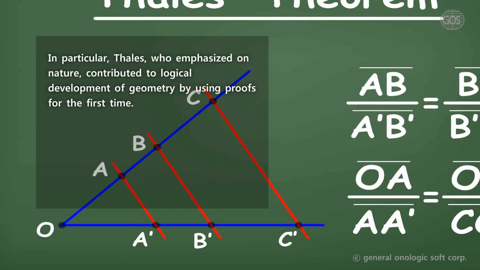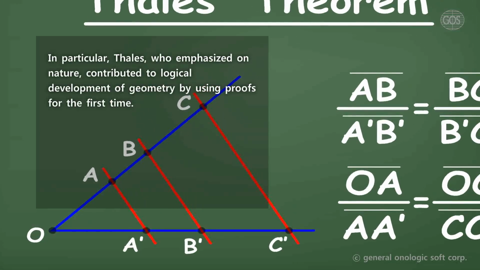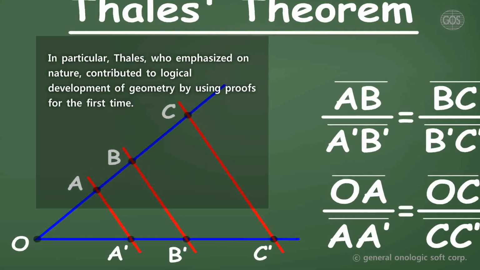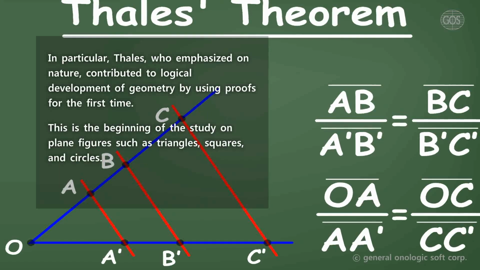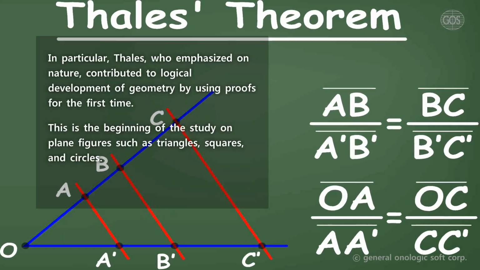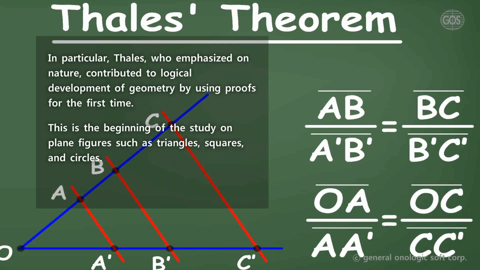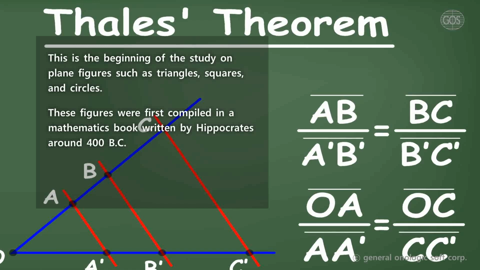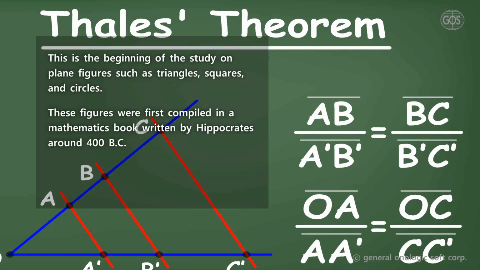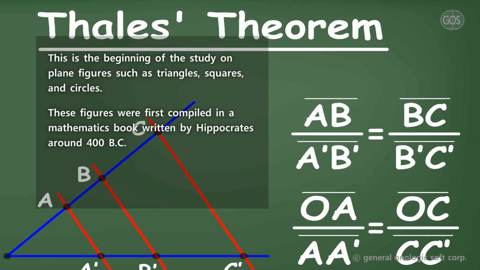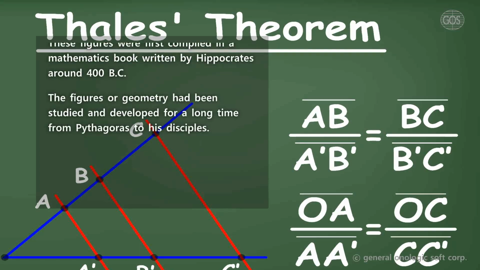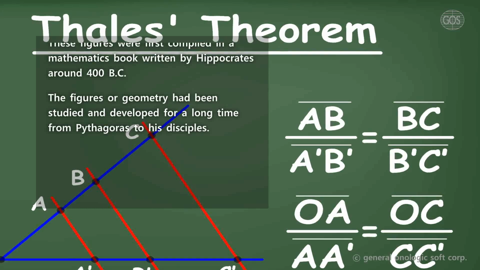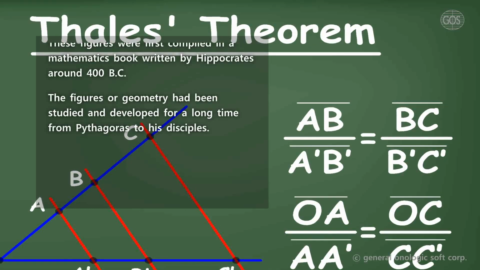In particular, Thales, who emphasized nature, contributed to the logical development of geometry by using proofs for the first time. This is the beginning of the study of plane figures such as triangles, squares, and circles. These figures were first compiled in a mathematics book written by Hippocrates around 400 BC. The figures or geometry had been studied and developed for a long time from Pythagoras to his disciples.